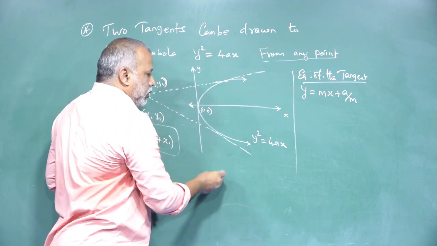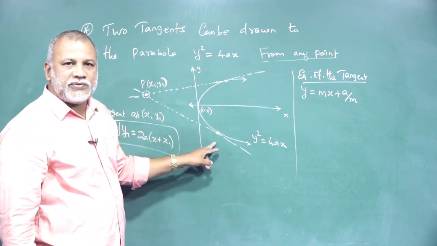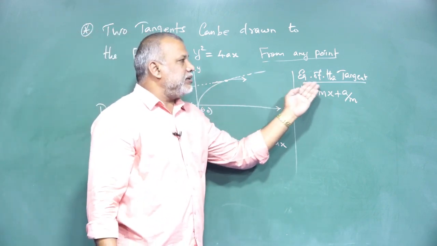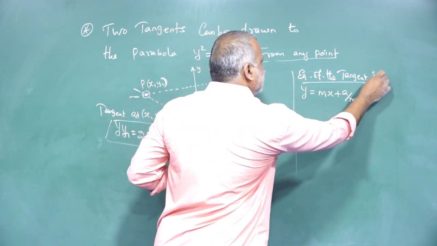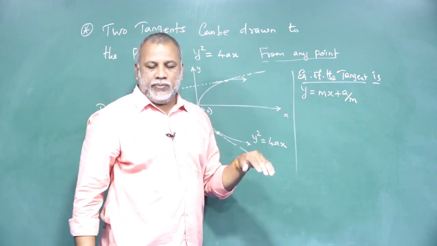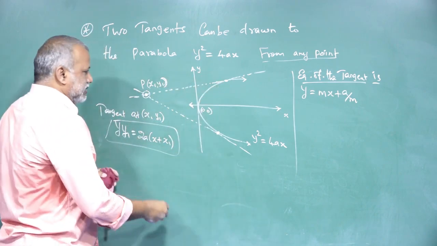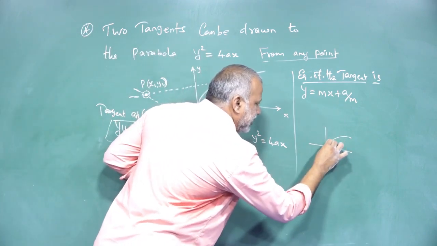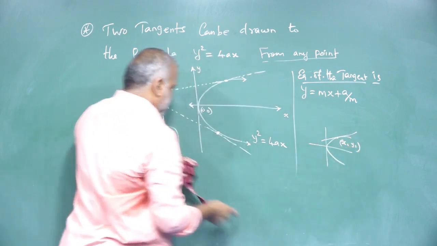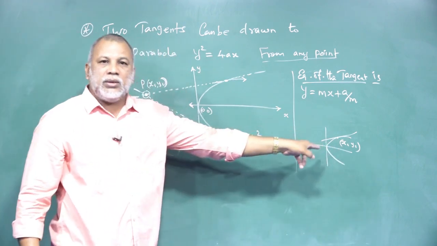Here, this point is unknown. This is the point of contact. So this point of contact is unknown. Therefore, we are selecting the equation of the tangent y equal to mx plus a by m. When we are selecting this one, if the point is on the parabola, see like this diagram, suppose we are selecting this one. This is the tangent, we know x1 comma y1. So then only we can select this one. This is the difference. See, the point is on the parabola.